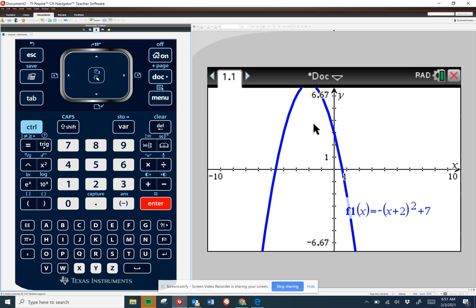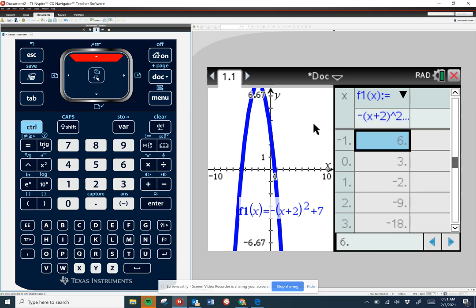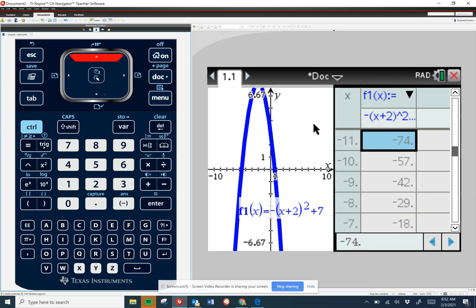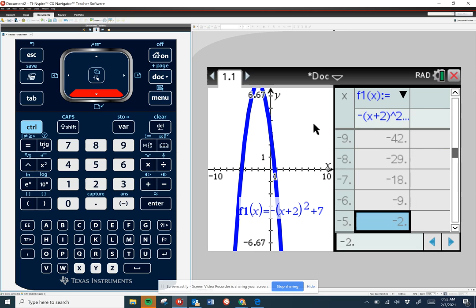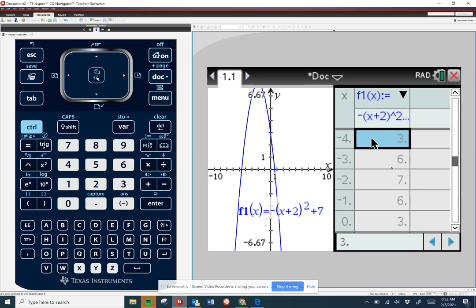Okay, you can see it looks similar to where we were before. We'll push Control T to pull up our table. And then remember, we would like to have the vertex in the center of our table. So we want that -2 to be in the middle, and we'll surround it with the others on the sides. So we'll start with -4, and that's going to be +3 here. I'll go ahead and fill these in: -3, -1, 0. Okay, so we'll look back, -3 is 6.